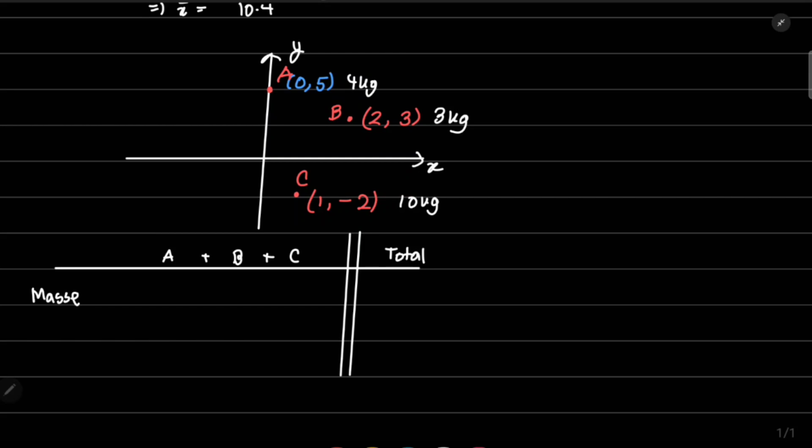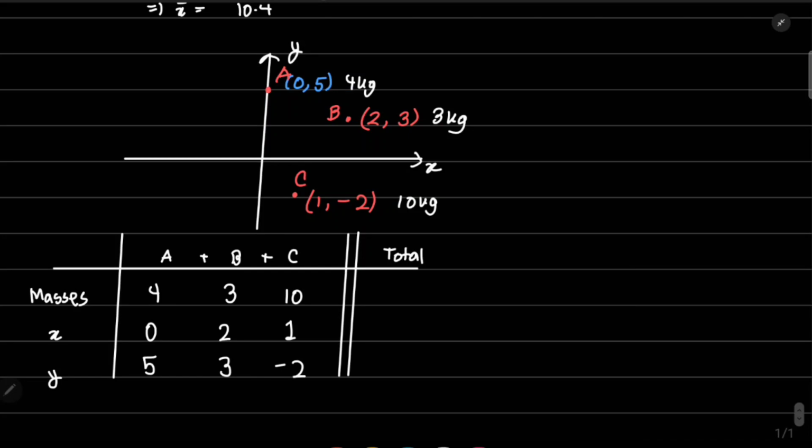We'll have masses, the x value and the y value. So for mass A, the mass was 4 kg, the x coordinate is 0, the y coordinate is 5. For B, the mass is 3 kg, the x coordinate is 2, the y coordinate is 3. For C, the mass is 10 kg, the x value is 1, the y value is minus 2.